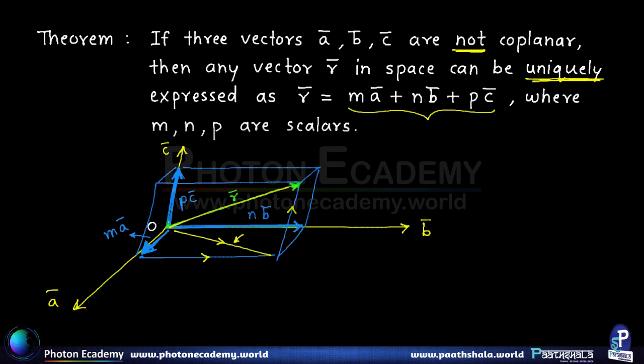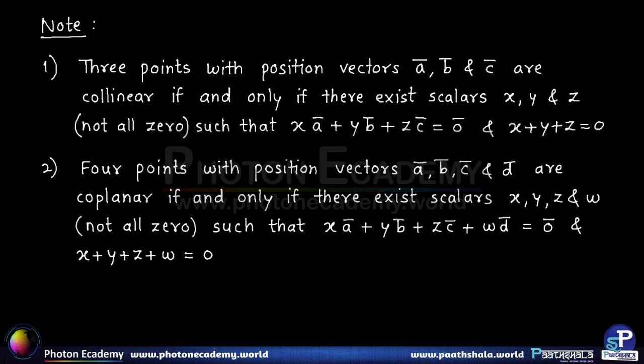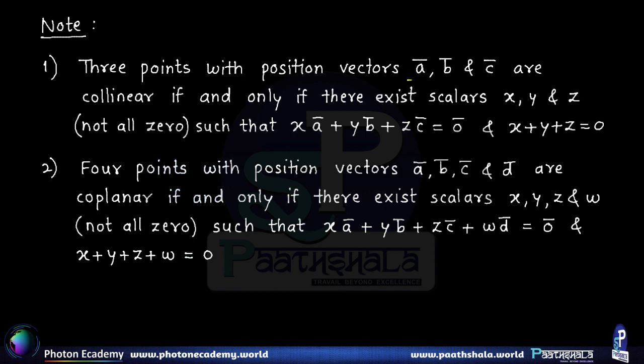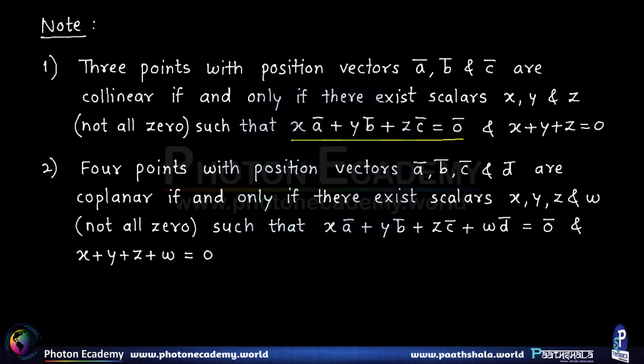Now let us remember two important points which are basically the corollaries of these theorems. Now if we have 3 points, remember it's not 3 vectors but 3 points with position vectors a bar, b bar and c bar, okay? They are collinear if and only if there exist scalars x, y, z such that not all of them are 0, such that their linear combination is 0 and the addition of all of the scalars is also 0, right? So this is a corollary or kind of a deduction from the previous theorem.